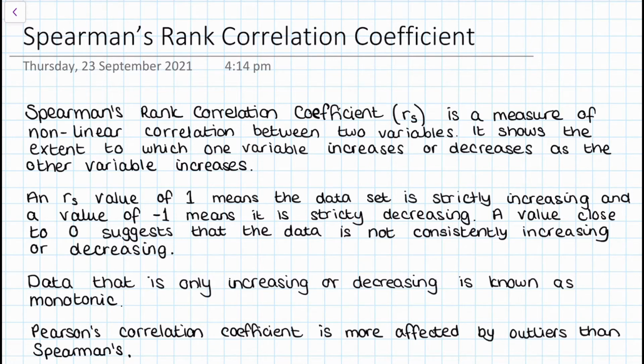Data that is only increasing or decreasing is known as monotonic, and Pearson's correlation coefficient is more affected by outliers than Spearman's. Previously we've looked at Pearson's, which is for a linear correlation. Spearman's is for nonlinear. And as we said here, outliers affect Pearson's more.